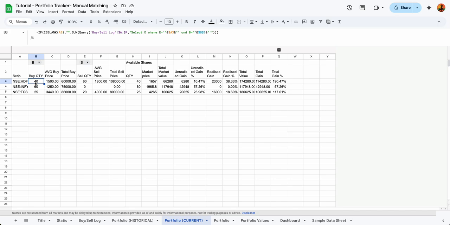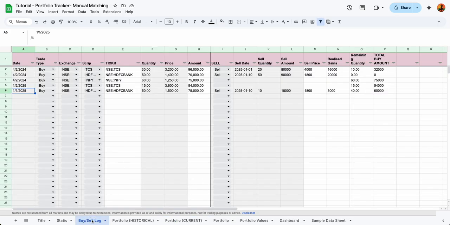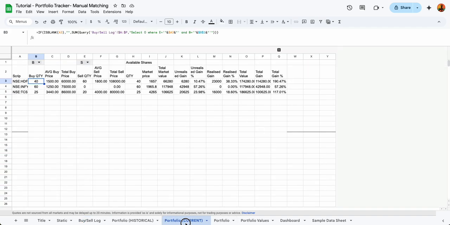40 is actually the current stocks that I have. If you remember, I had purchased 50 and 50, which is equal to 100 quantities of HDFC stock, and then sold 60 at the end of last week. So I'll have 40 remainder stocks, which is correctly represented in here as 40.